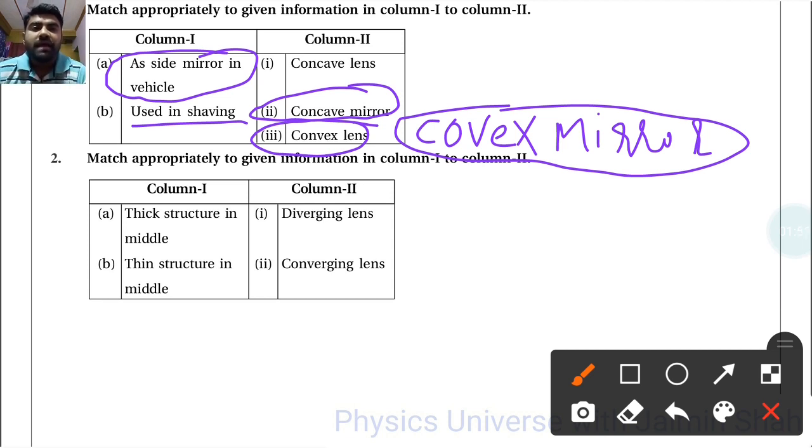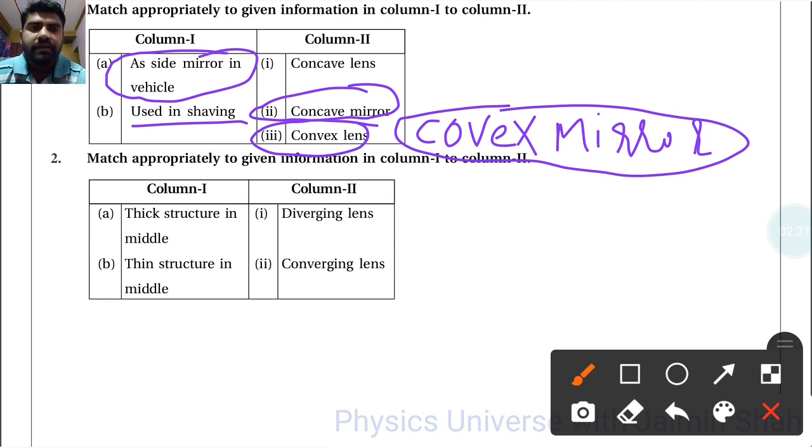Because see, as side mirror, why are we using a convex mirror? Because a convex mirror can give us an image of a larger view, means a larger view in a very small screen we can see by a convex mirror. And for shaving we have to see our tiny image, a very small image of our face, right? So a concave mirror just enlarges that image, so we can see it clearly. So that's why for shaving we are using a concave mirror which enlarges the image.